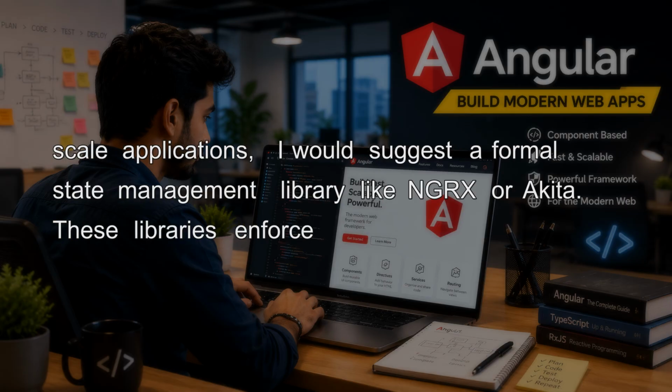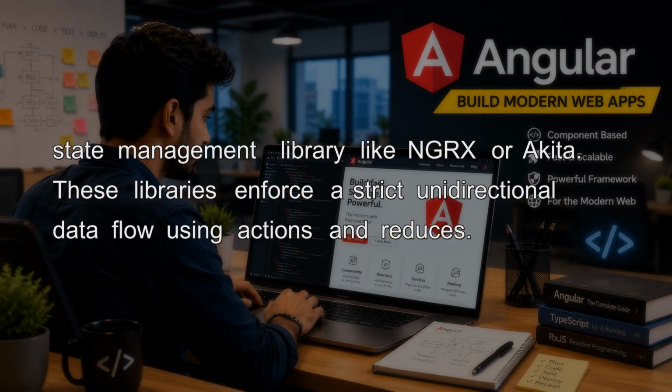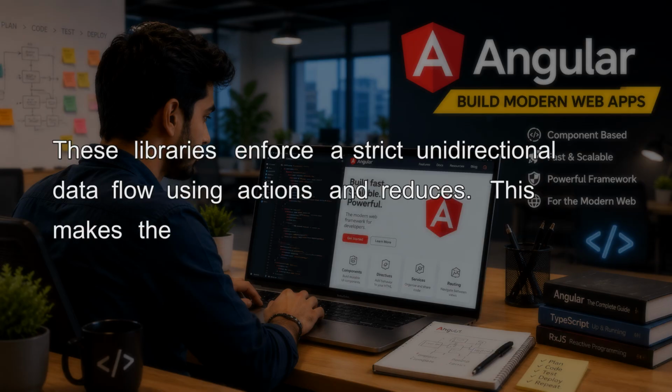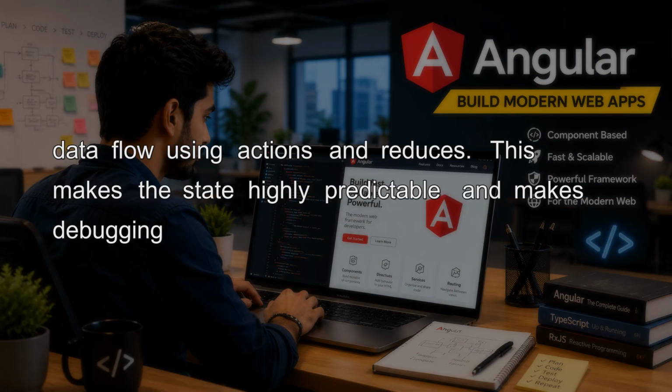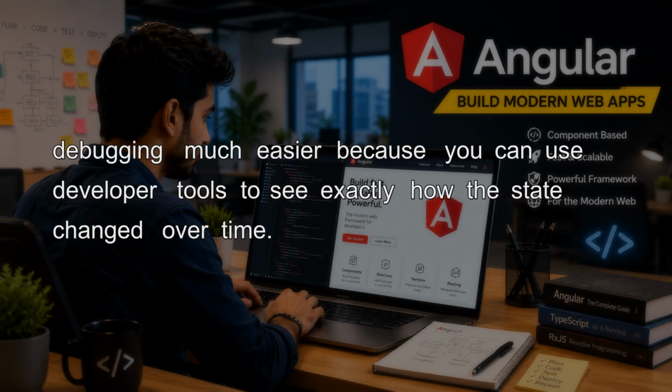These libraries enforce a strict unidirectional data flow using actions and reducers. This makes the state highly predictable and makes debugging much easier because you can use developer tools to see exactly how the state changed over time.